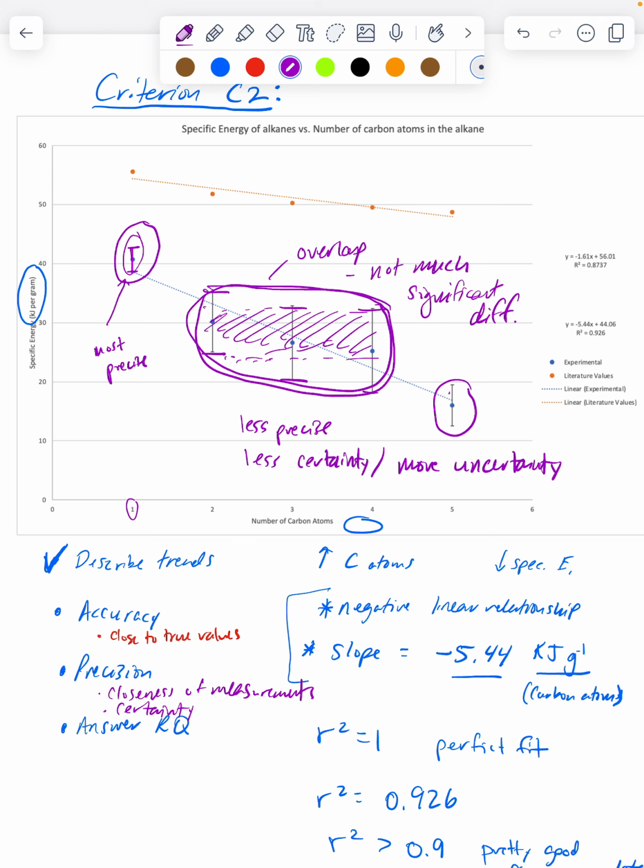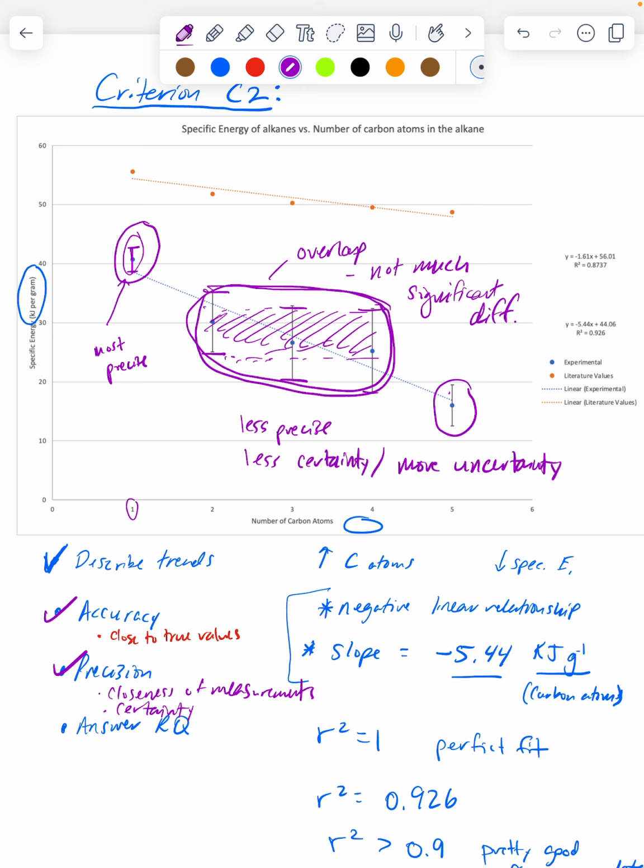Okay, and then finally, we've done all three of those, so answering the research question. So in this lab, the research question would be, how does the number of carbon atoms in a straight chain alkane affect its specific energy? And so we could say some things with confidence.